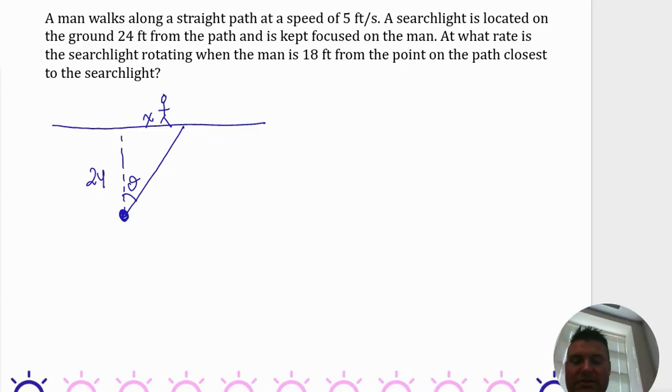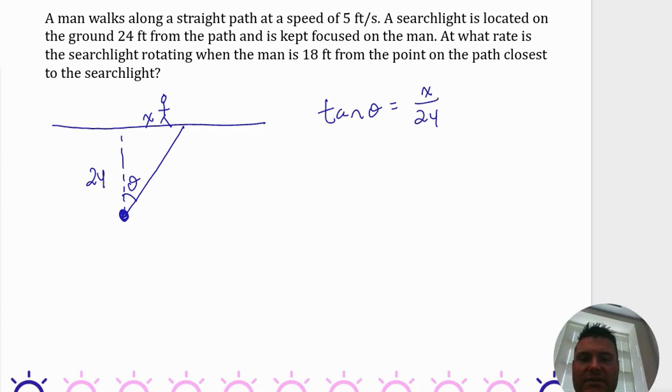So what we're going to do here is relate these values, and it looks like this is going to be a tangent problem. Tangent of theta is equal to x over 24. Don't forget your SOHCAHTOA for the TOA. Tangent is opposite over adjacent. Opposite from the theta we have here is x, and then the 24 is the adjacent. So a couple of things here that we do know. We do know that dx over dt is 5, and we want this at x equals 18.